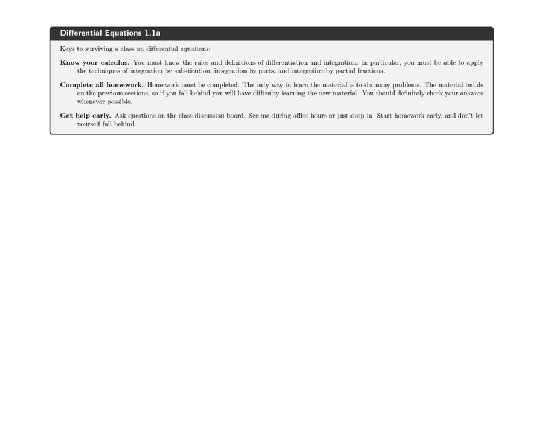And finally, get help early. There are lots of online resources where one can look for help, but in particular, we've got a class discussion board that you should use. You should come to office hours or just drop in. I'm usually available. Also, start that homework early because there's not time to ask questions if you start it an hour before class or maybe even the night before it's due. Always start it as early as you can.